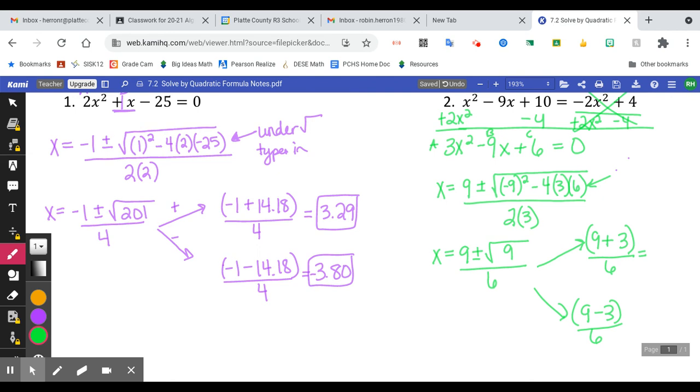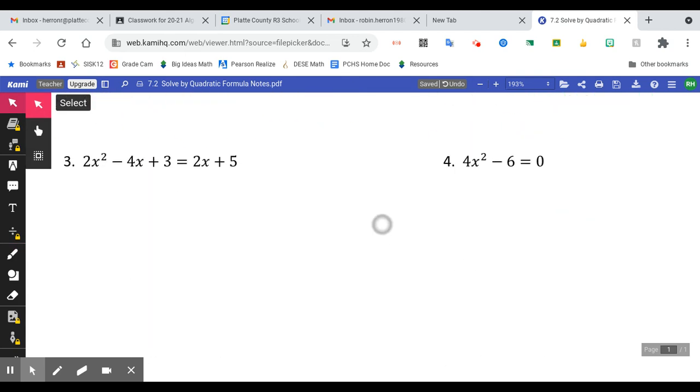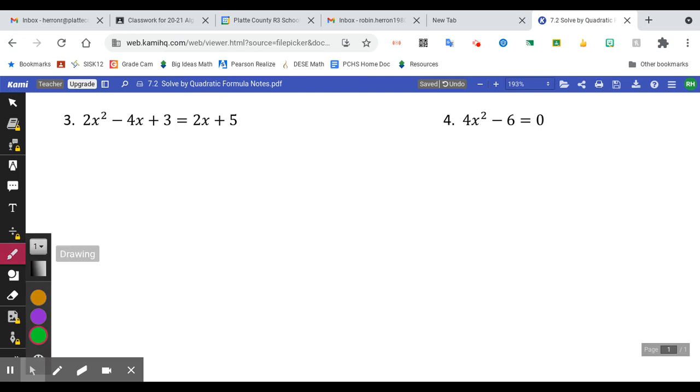So 9 plus 3 is 12. 12 divided by 6 is 2. So there's my first answer. 9 minus 3 is 6. 6 divided by 6 is 1. So that one actually would have worked either way. Okay, here we go. Next problem.